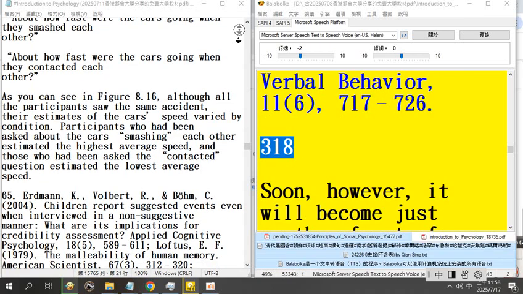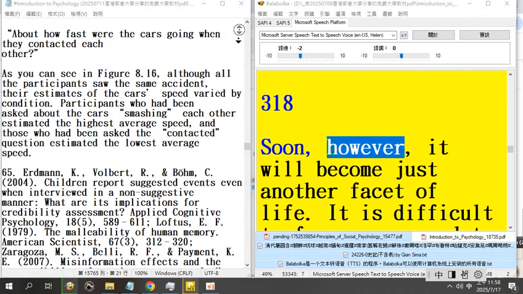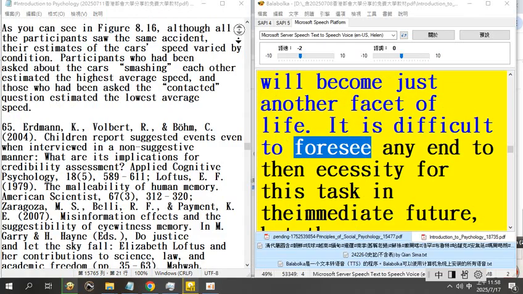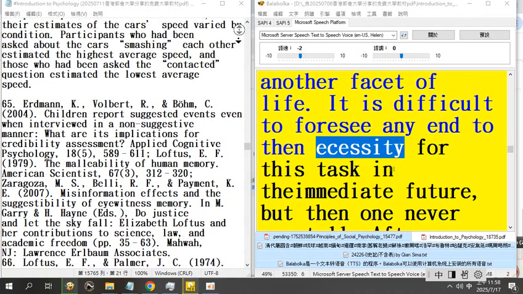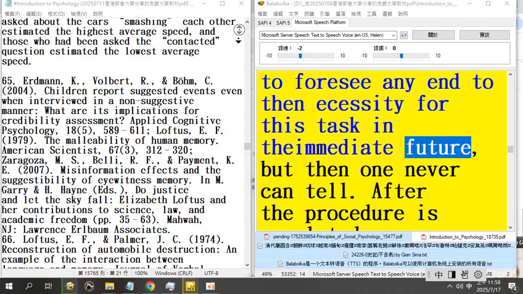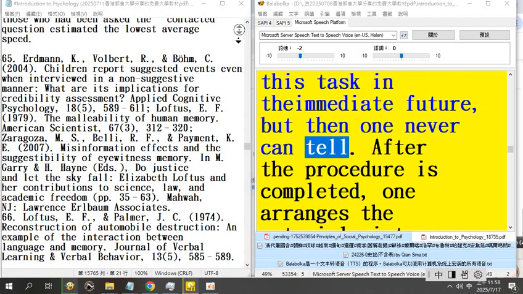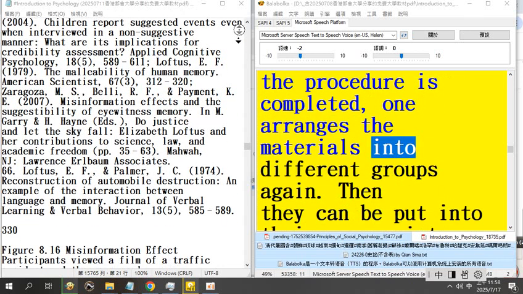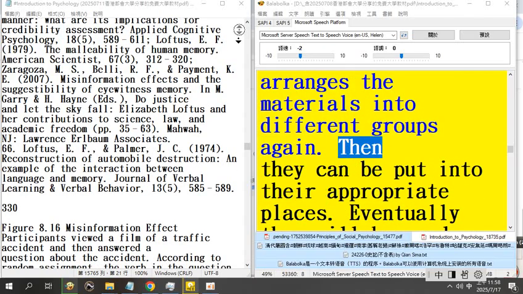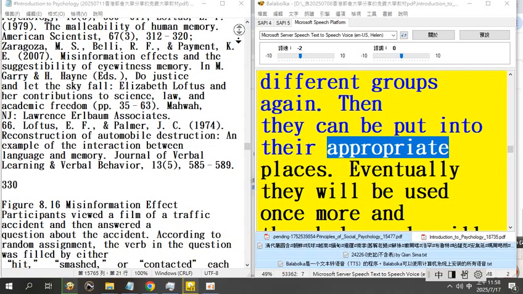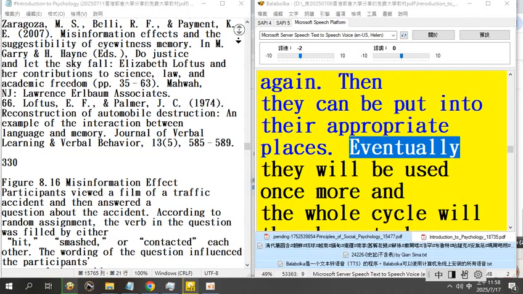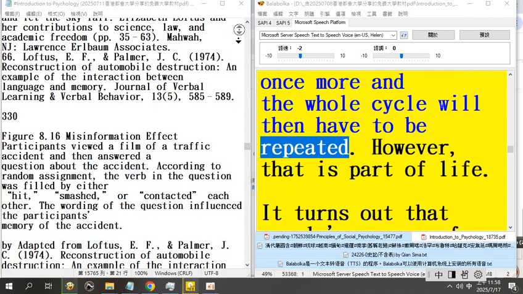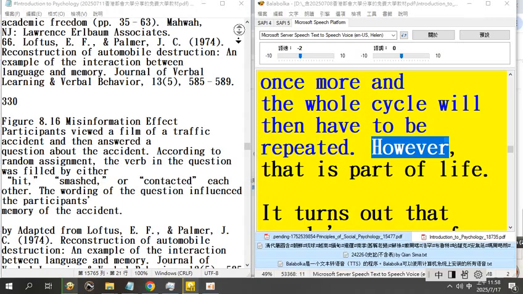Soon, however, it will become just another facet of life. It is difficult to foresee any end to the necessity for this task in the immediate future, but then one never can tell. After the procedure is completed, one arranges the materials into different groups again. Then they can be put into their appropriate places. Eventually they will be used once more and the whole cycle will then have to be repeated. However, that is part of life.